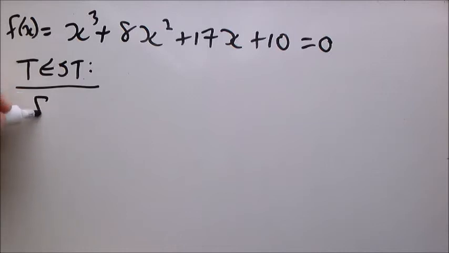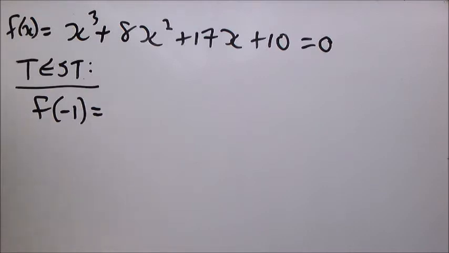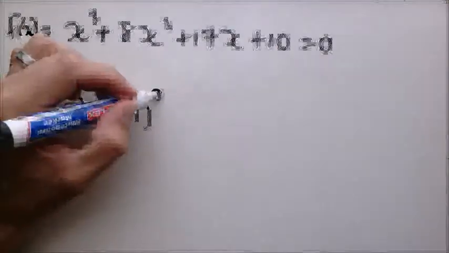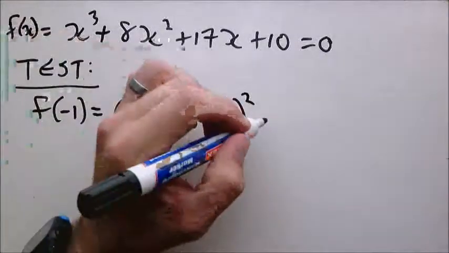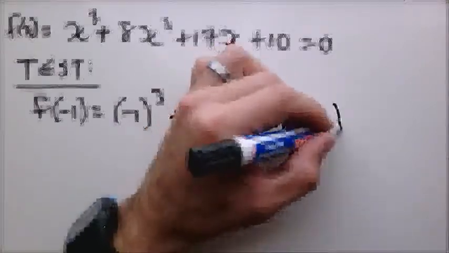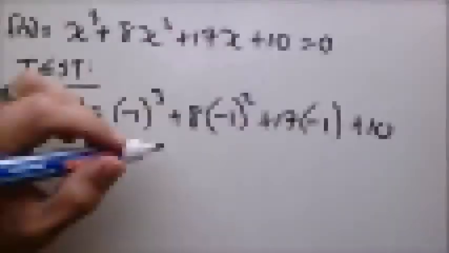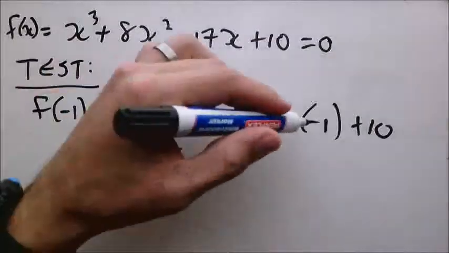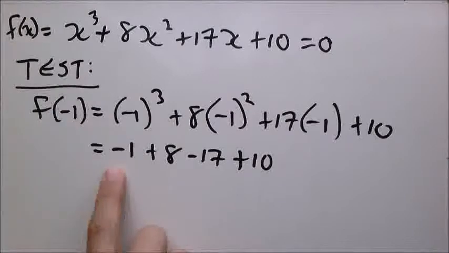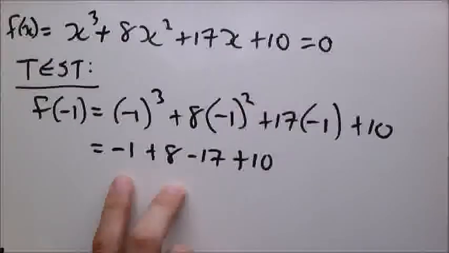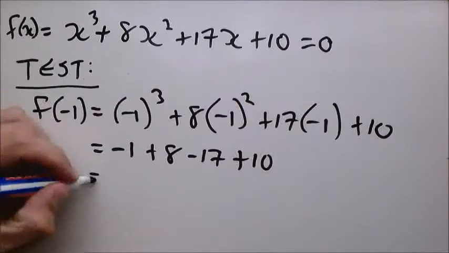But let's start. So we are going to start with -1. I think that's an intelligent guess. So (-1) cubed plus 8 times (-1) squared plus 17 times -1 plus 10. So let's test. This becomes -1. This becomes a positive, so it's plus 8. This is -17 plus 10. So let's see. -1 plus 8 is 7. 7 minus 17 is -10, plus 10 is equal to 0.